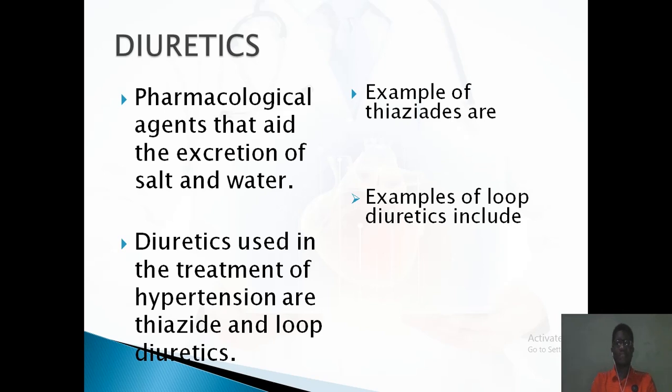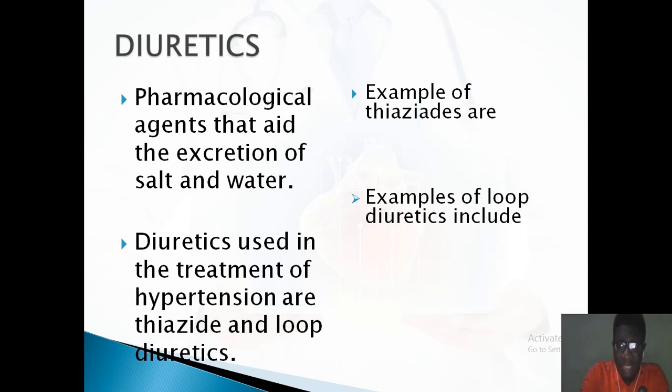So diuretics are pharmacological agents that aid in the excretion of salt and water, and they are used in the treatment of hypertension, though some of them, like carbonic anhydrase inhibitors, are a class of diuretics that is not typically used in the treatment of hypertension. So the ones used in the treatment of hypertension are thiazide and loop diuretics. Those are the two major ones that are used in treatment of hypertension.